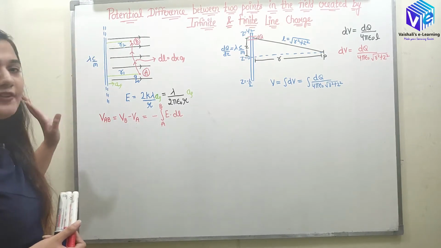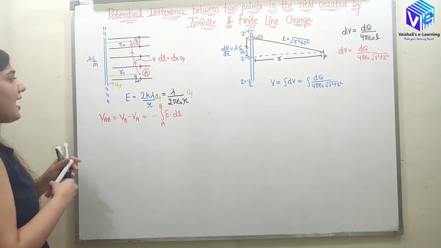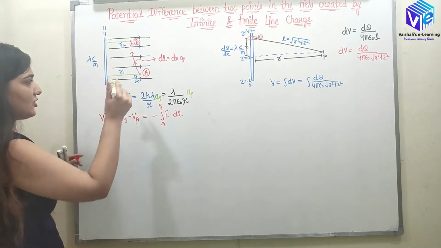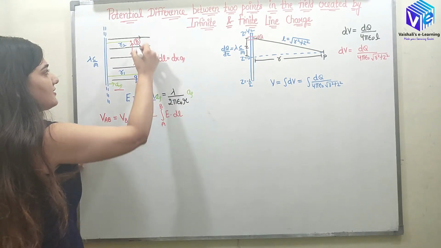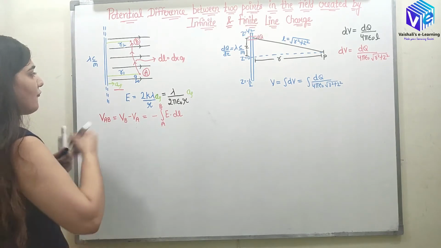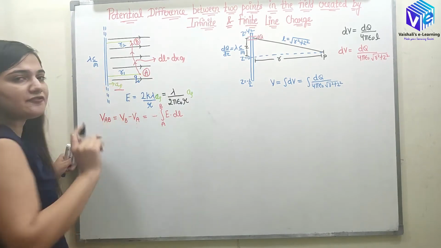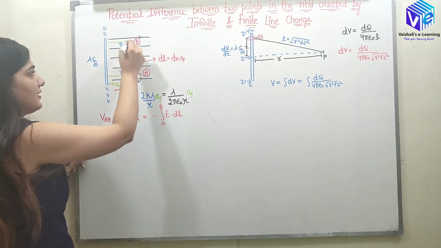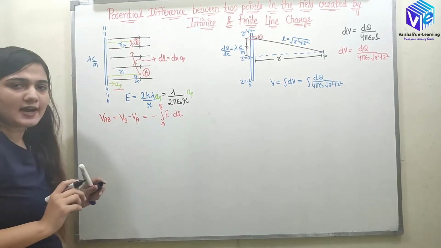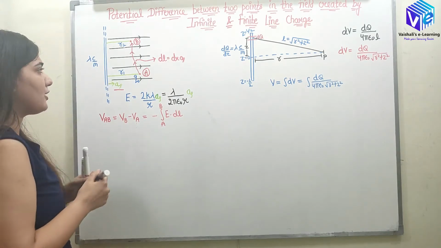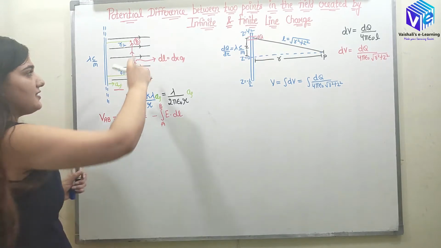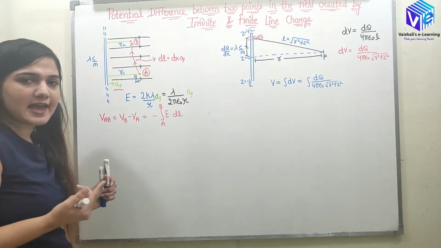So this is my infinite line charge. I have taken the unit vector in this direction. The point A is this, the point B is this. I know the distance from the point A to the infinite line charge, that is R1. The distance from the infinite line charge to the point B is R2. I know both of them. Now I have to derive the potential difference between these 2 points A and B.